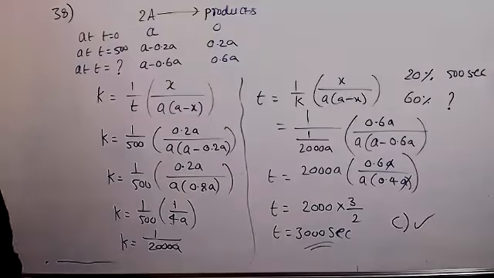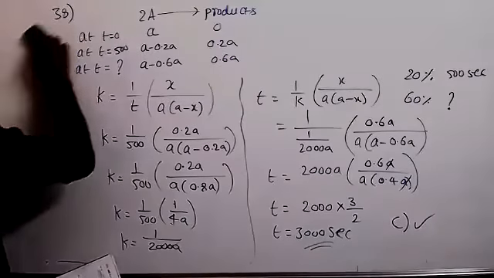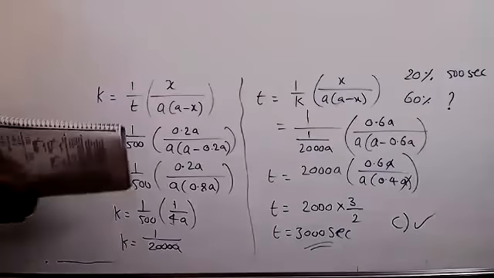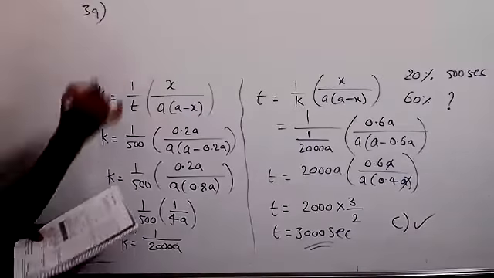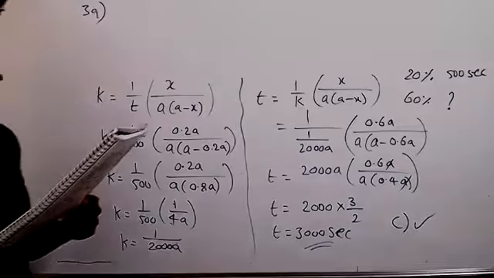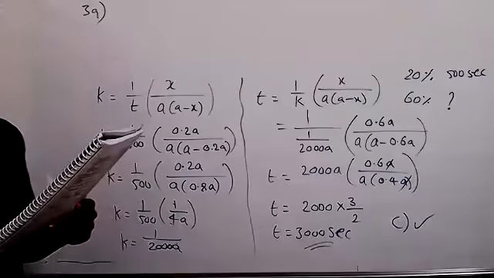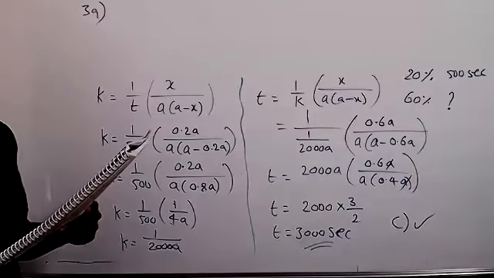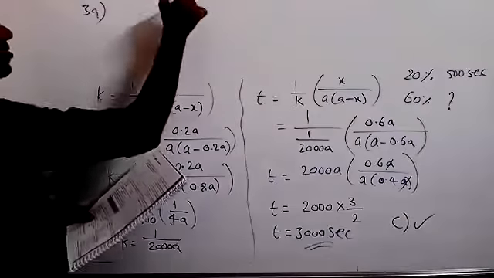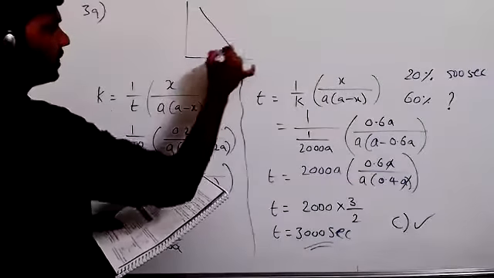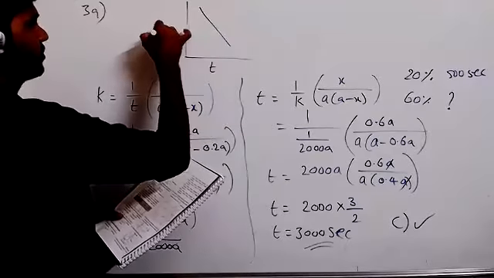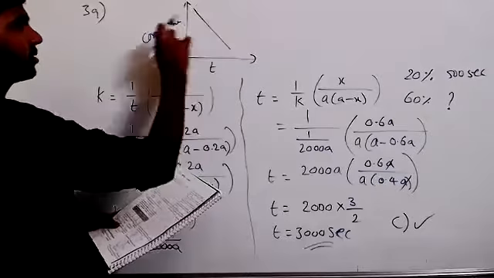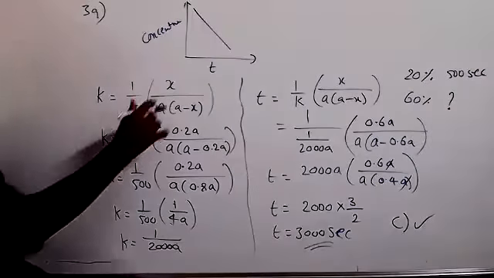It's very easy. Graph. For a general reaction A to B, the plot of concentration of A versus time is given in the figure. What are the units of rate constant? So here the graph is time versus concentration. First to find out which order reaction this is. Very good, zero order.